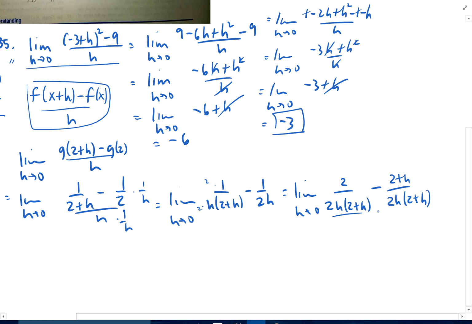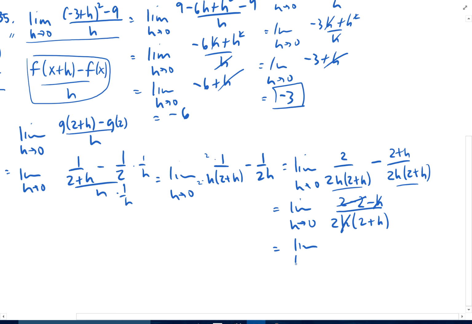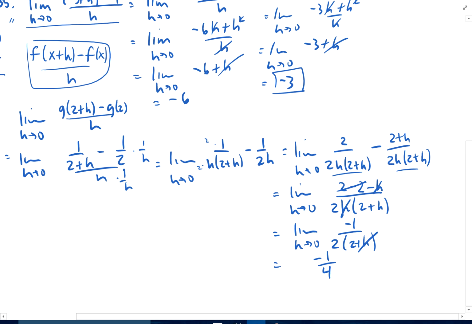To get the same denominator, right? So then that becomes the limit as h approaches 0 of 2 minus h, distribute the negative, over 2h times 2 plus h. So 2 minus 2 is 0. This h cancels with that, so I'm left with the limit as h approaches 0 of negative 1 over 2 times 2 plus h. As h goes to 0, that goes to 0, so I'm left with negative 1 over 4. A lot of algebra, like we said, class. A little calculus, a lot of algebra.